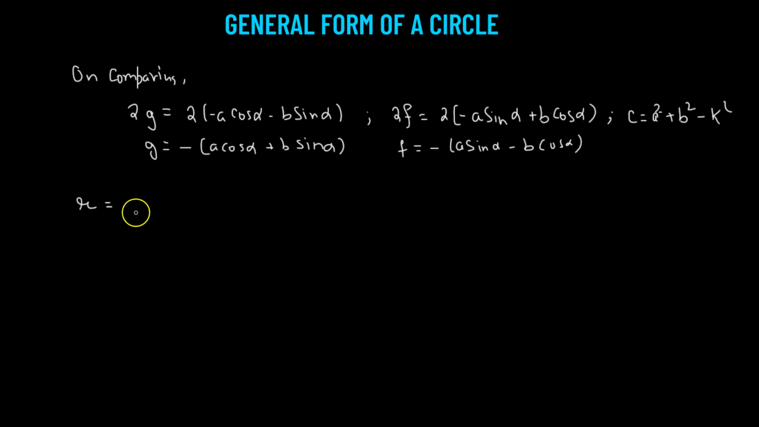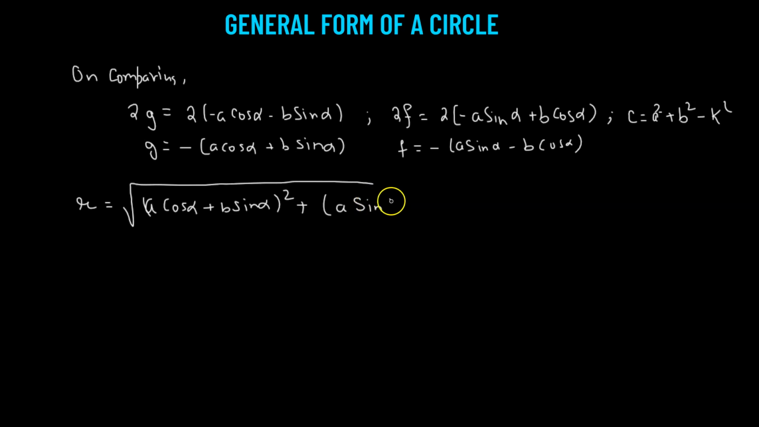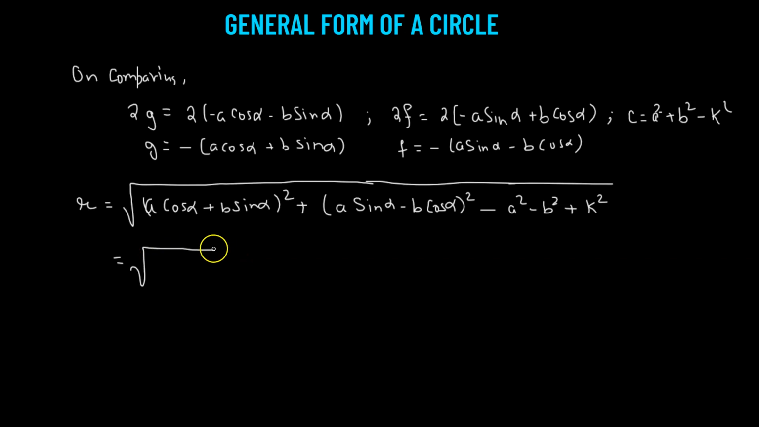So the radius r will be equal to, we'll use the formula square root of g squared plus f squared minus c. So for g squared, this negative sign will go away. So we have a cosine alpha plus b sine alpha whole squared plus f squared. For f squared, the negative sign again goes away. So we have a sine alpha minus b cosine alpha whole squared minus the value c. So c will then become negative a squared negative b squared plus k squared. Now we are going to expand it.